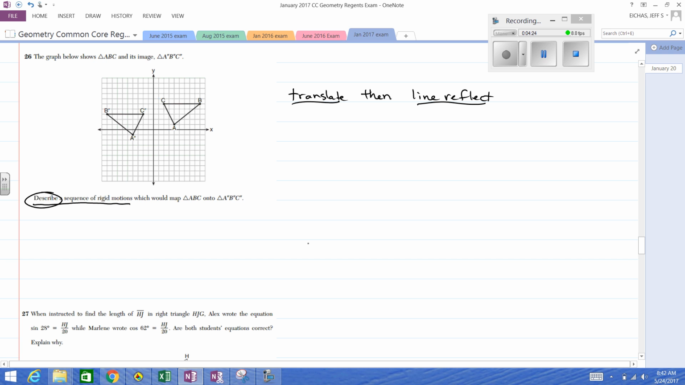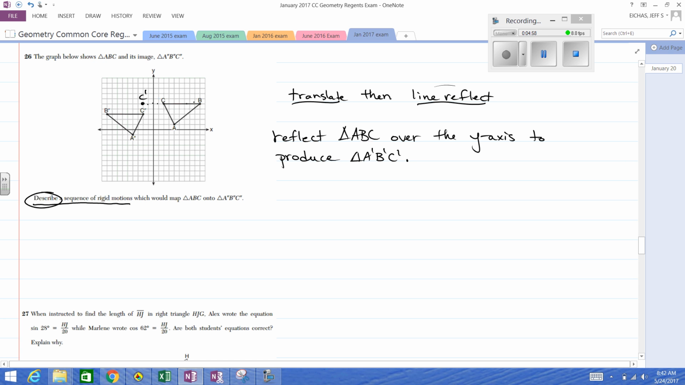So here's what I did with this problem: I reflected first. I reflect triangle ABC over the y-axis to produce triangle A prime, B prime, C prime. Now those are the specifics that we need. Don't just say line reflect. That's too general. You're going to get some points off for that. So let's go perform that, and this is great for showing work.